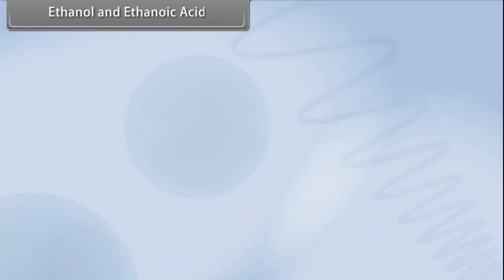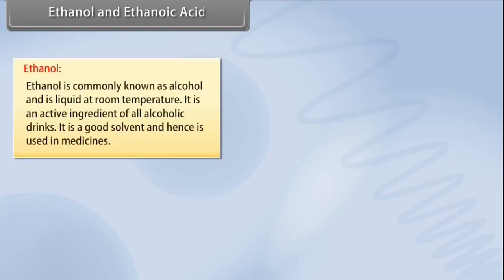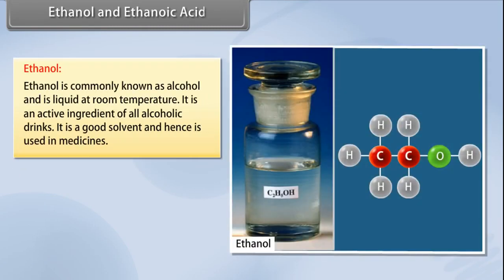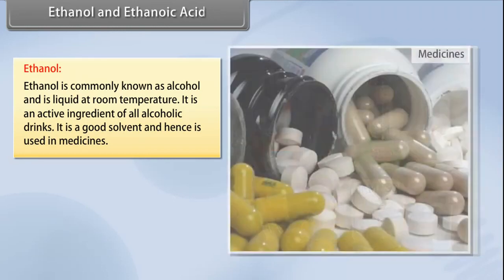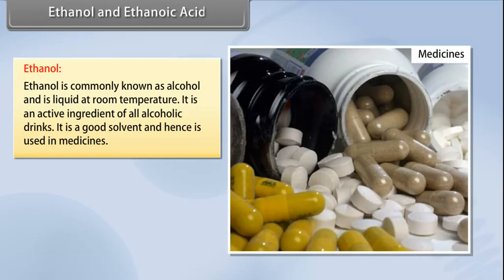Ethanol. Ethanol is commonly known as alcohol and is a liquid at room temperature. It is an active ingredient of all alcoholic drinks. It is a good solvent and hence is used in medicines. Consuming small quantities of dilute ethanol leads to drunkenness, but intake of a small quantity of pure ethanol can lead to death.